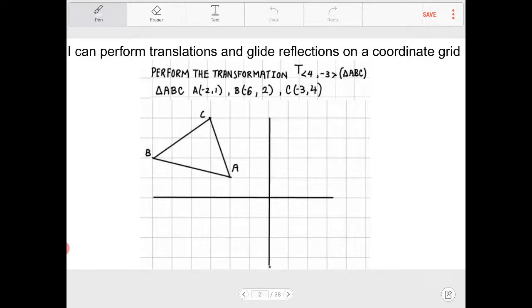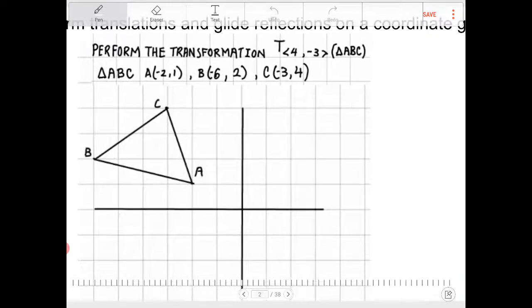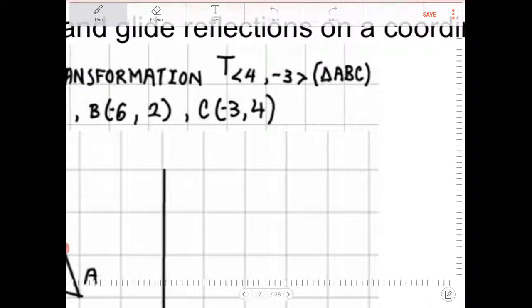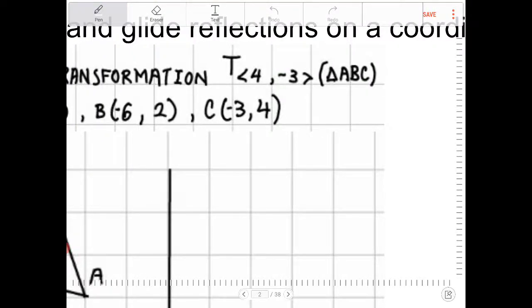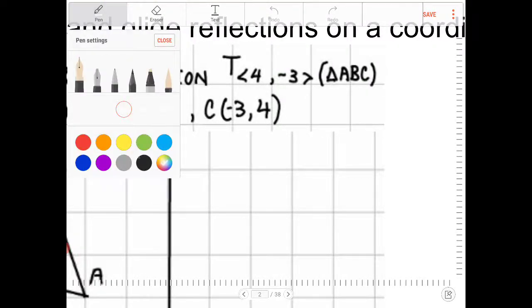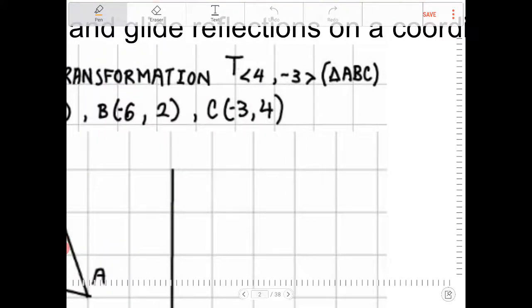Alright, so a couple of things here, and I want you to copy this information down on a sheet of graph paper, preferably. So pause the video and copy this down. The thing I want you to focus on here is this notation, this guy right here, and I'm going to get back to this.